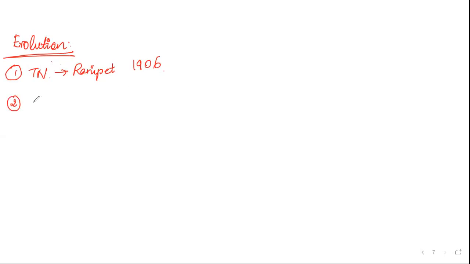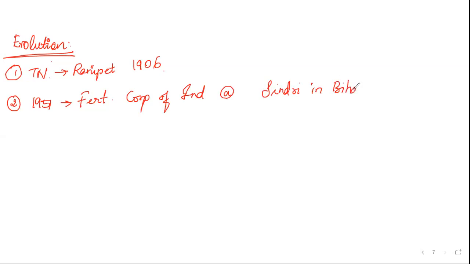And thereafter, in the year 1951, we set up the first most successful industry, that is the Fertilizer Corporation of India at Sindri in Bihar. From then onwards, as they say, the rest is history. We flourished enormously. There was huge production of fertilizer, thanks to the HYV program, or what you call the Green Revolution program.